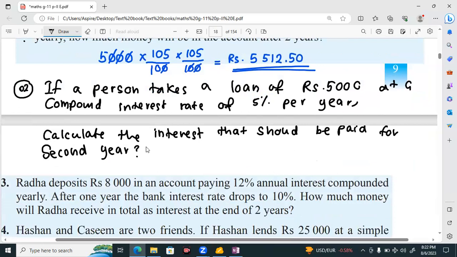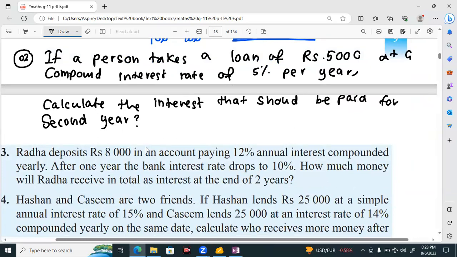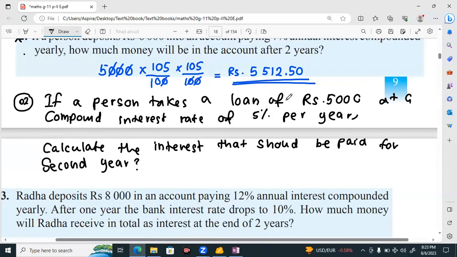Okay, this is the second question. If a person takes a loan of 5,000 at a compound interest rate of 5% per year, you have to calculate not the total interest, but the interest for the second year. The total to be paid after two years is not what is asked. We can calculate that here.